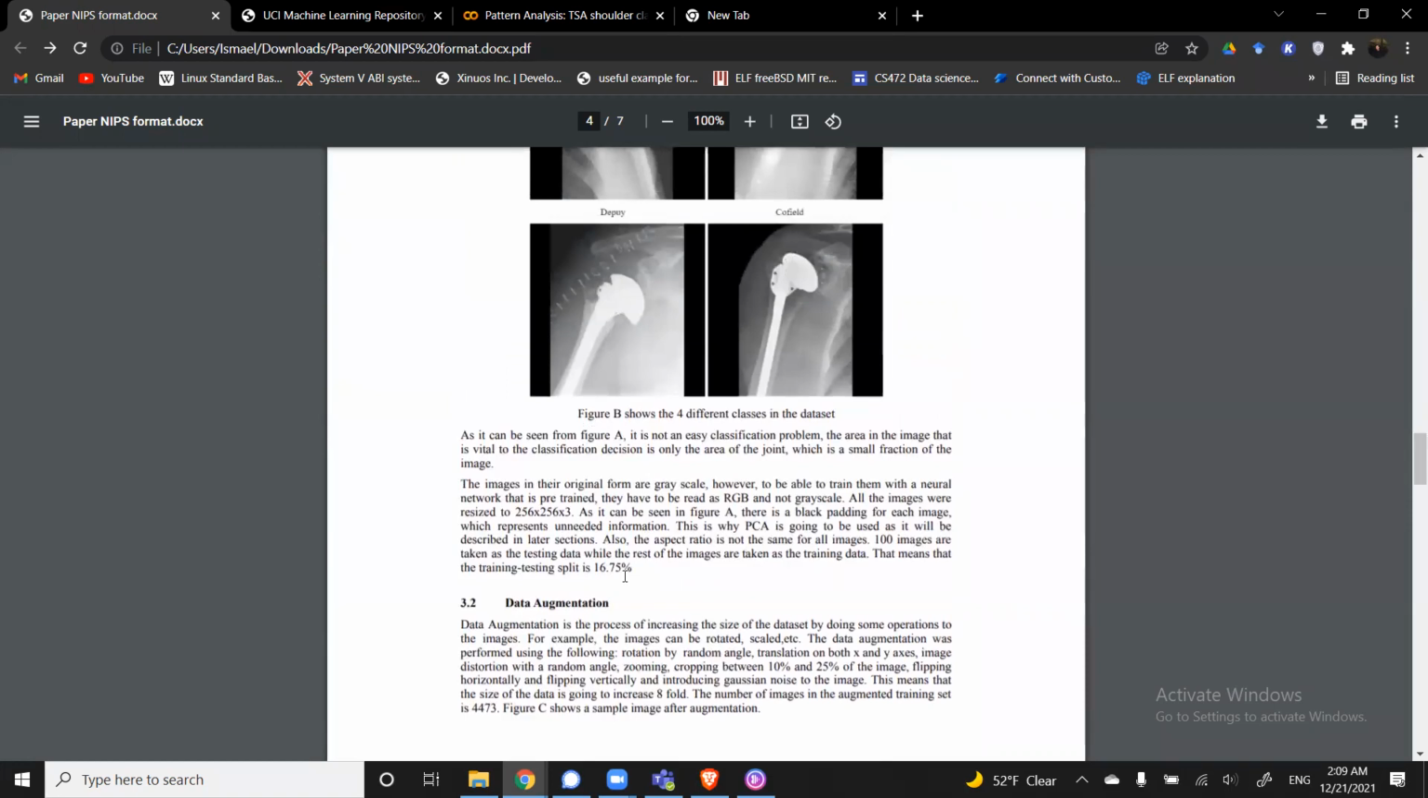Also, an important note to mention is that we only used 100 images out of the dataset as testing images, which means that 16.75% of data was used as testing data. Also, all the images were reshaped to 256 by 256 and 3 channels, even though it's grayscale.